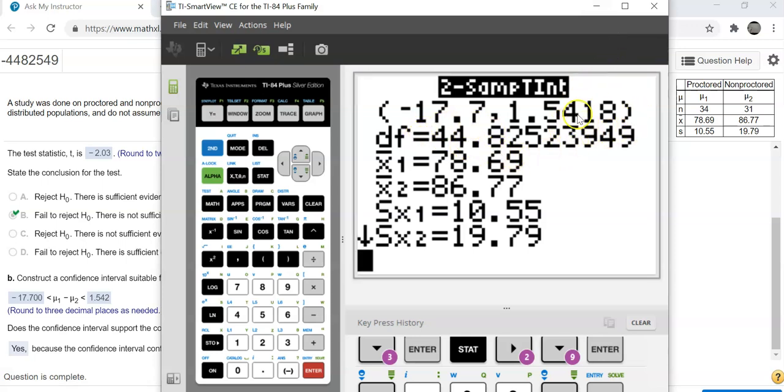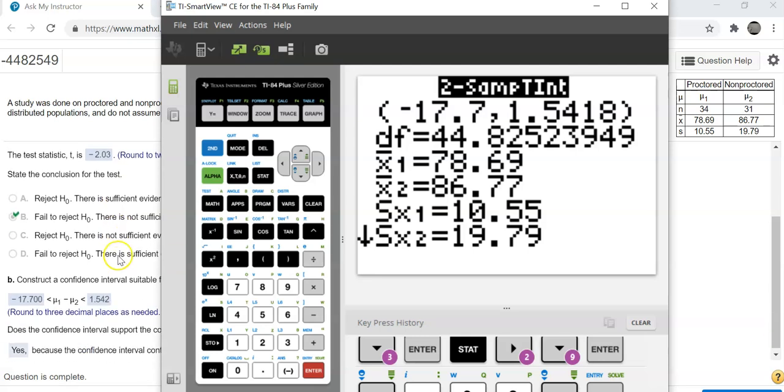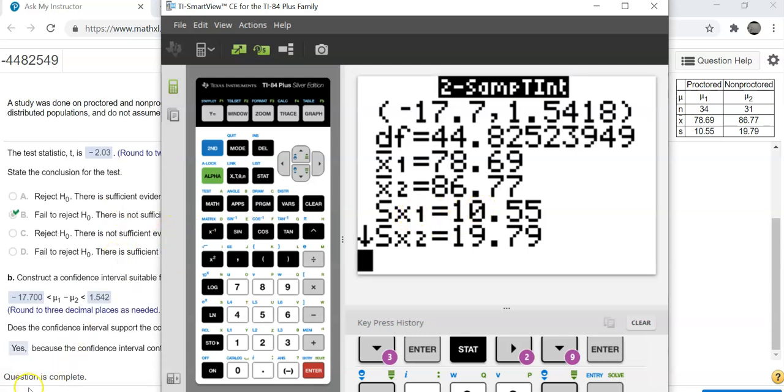You can see, when we do it by hand, we do the more conservative method, and this did the exact one, but my MathHub will take any of them, whether you do it by hand or you do it this way.